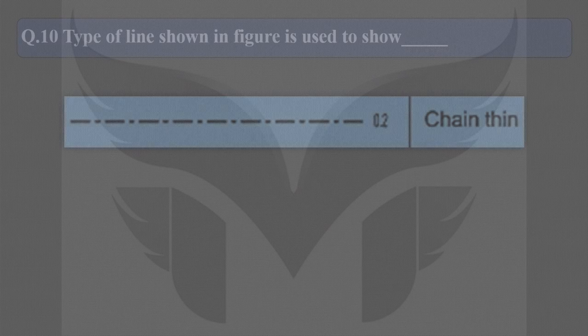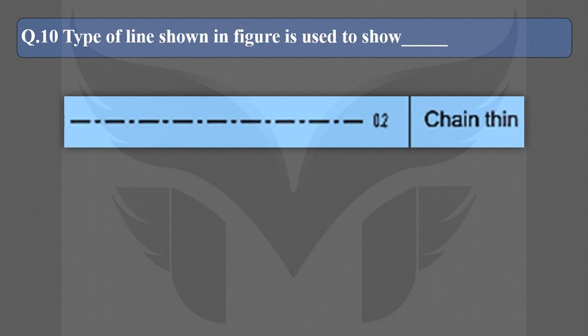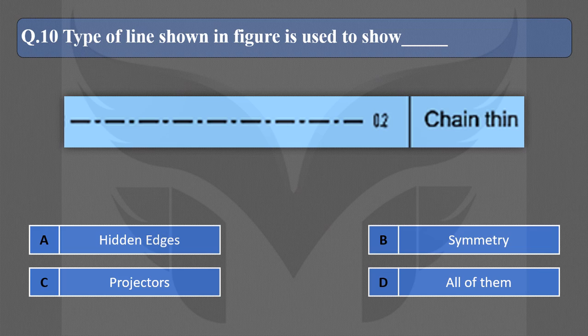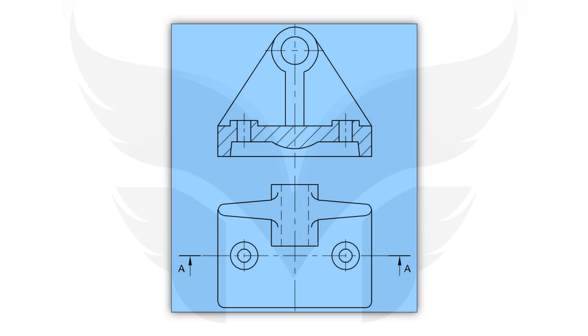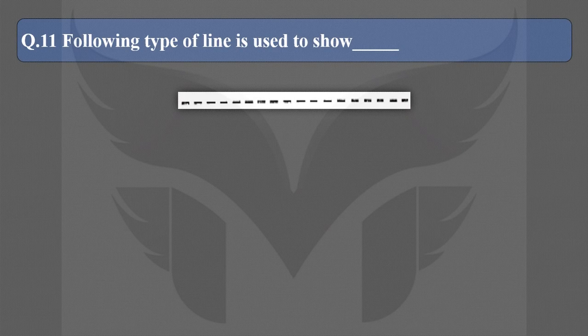Next question is, type of line shown in figure is used to, and here are the options. And the correct option is B, to show symmetry. For an example, in this figure, the object seems symmetrical about the vertical line. So, the line about which the object is symmetrical, that line is represented with chain thin line pattern. Let's see the next question.